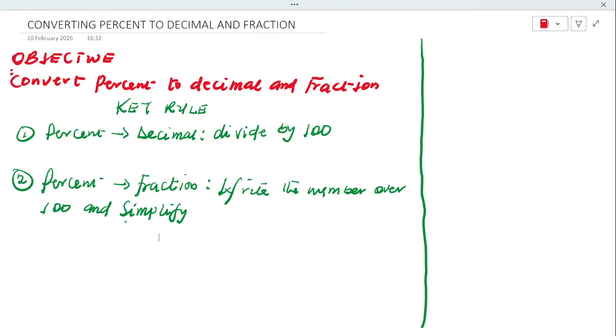In today's video, we are going to learn how to convert percent to decimal and fraction. I did a video on how to convert fraction to decimal and percent, and also how to convert decimal to fraction and percent. And this is part 3 of the continuation on the relationship between decimal, fraction, and percent. Today we are focusing on how to convert percent to decimal and fraction.